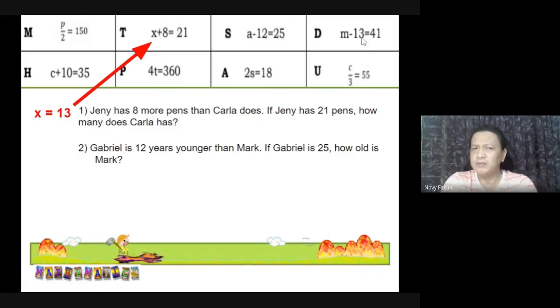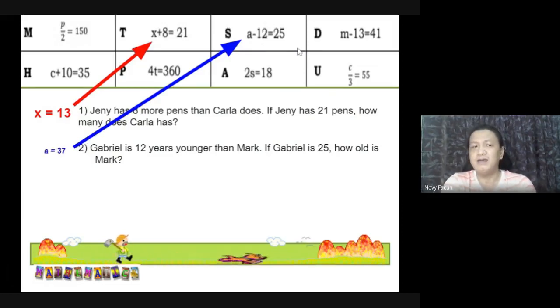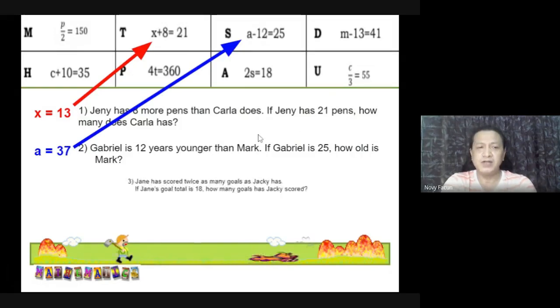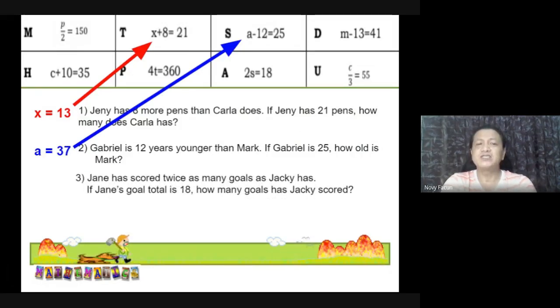So you have to interpret what equation corresponds to this problem. That is letter S. A minus 12 is equal to 25. And then interpret what is the value of A when you subtract 12, that is 25. And the answer is 37. So we have number 3. Jane has scored twice as many goals as Jackie has. If Jane's goal total is 18, how many goals has Jackie scored?